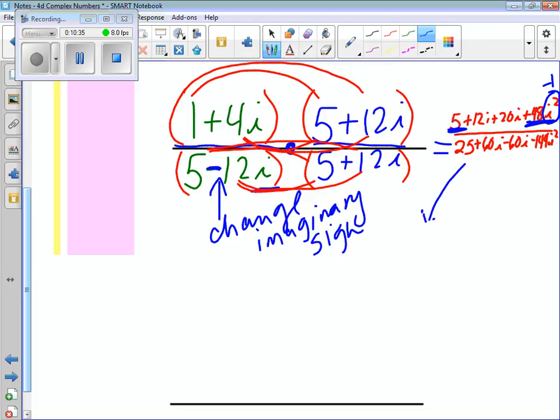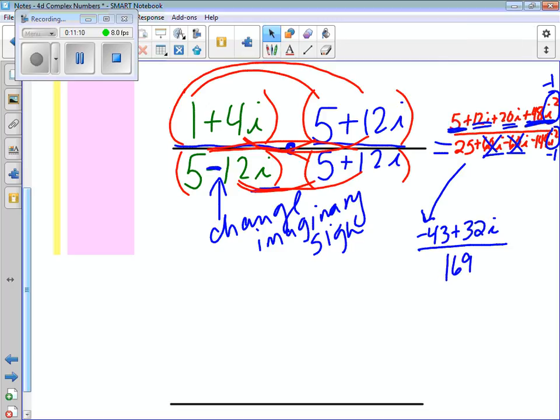And then, like terms here, the 12i plus 20i is 32i. And then over the denominator, we have the i squared again, so that's negative 1. Negative 144 times negative 1 is positive 144. So 25 plus 144 is 169. And the middle terms here, those cancel out. And so that's 169 becomes your denominator.